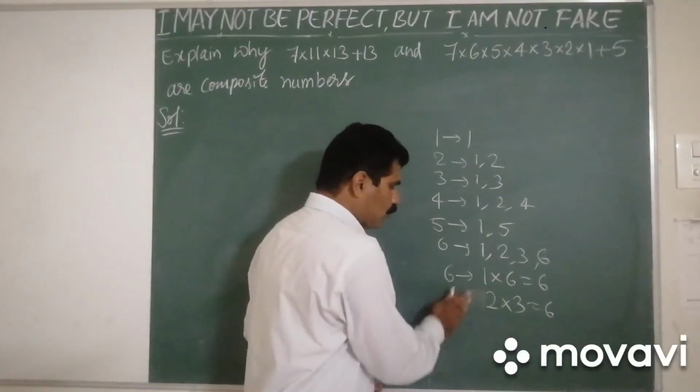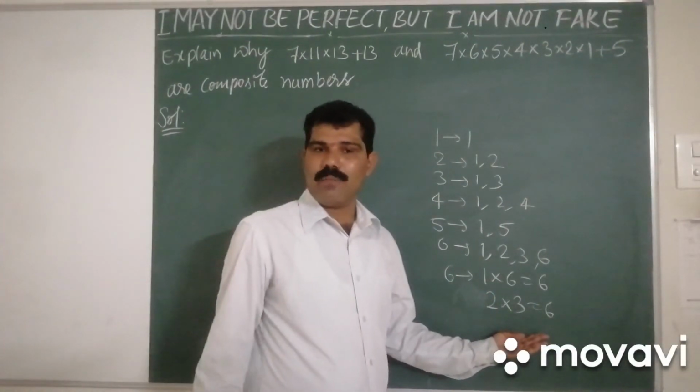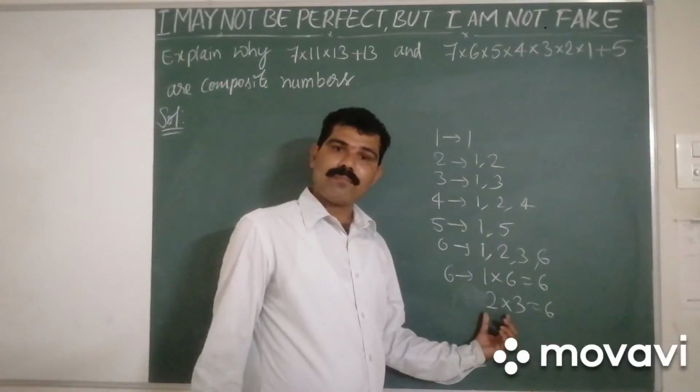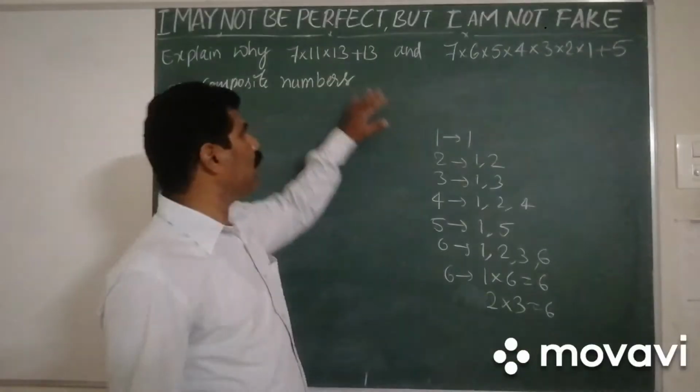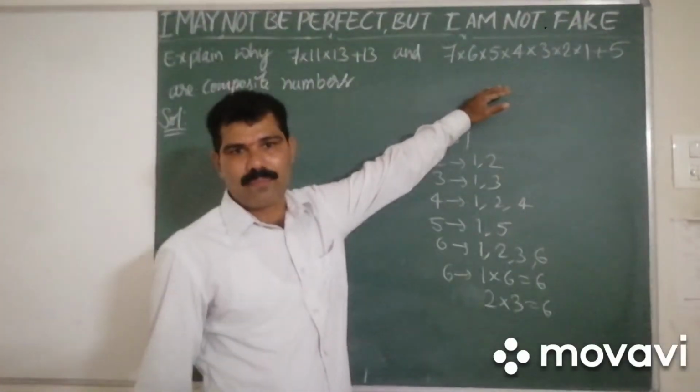Even if I use 2 factors, it is called a composite number. Why? Because here I have not used only 1 and the same number, isn't it? So, I call these composite numbers, and now we are going to show these also the same, okay.